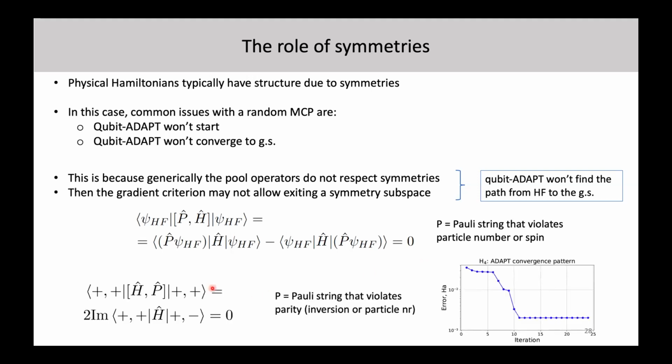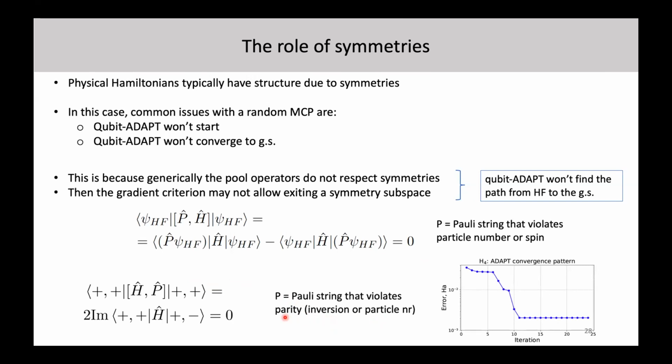Or later on in the algorithm, after you've moved away from the Hartree-Fock state, there we can have various types of parity symmetries conserved, including inversion or particle number parity, for example. And again, if we try to add a Pauli string to the pool that does not respect these symmetries, then the gradient criterion is going to give us 0. It's not going to select that pool operator.